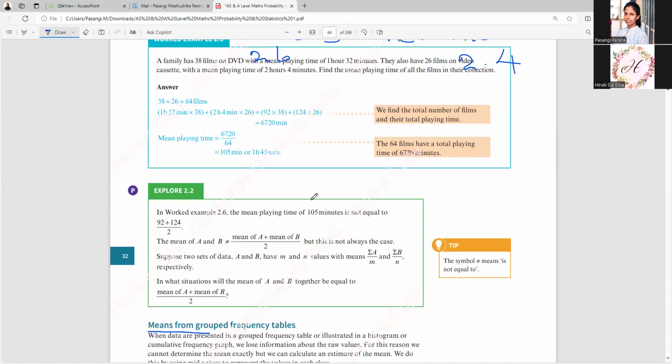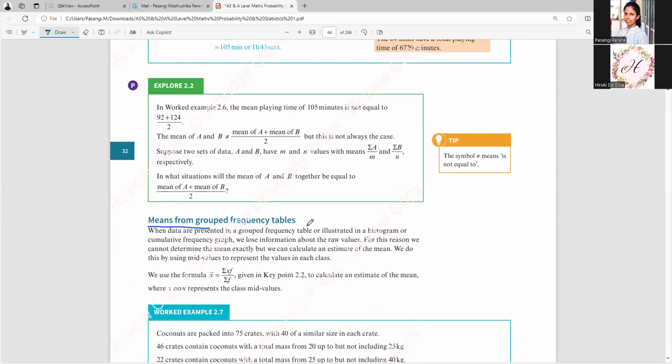Ungrouped data can be with the frequencies, but the other one is for the general raw data set. Now here, when data are presented in a grouped frequency table or illustrated in a histogram or cumulative frequency graph, we lose information about the raw values. For this reason, we cannot determine the mean exactly, but we can calculate an estimate of the mean.